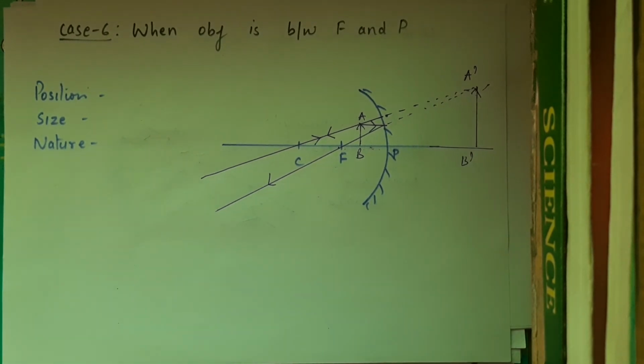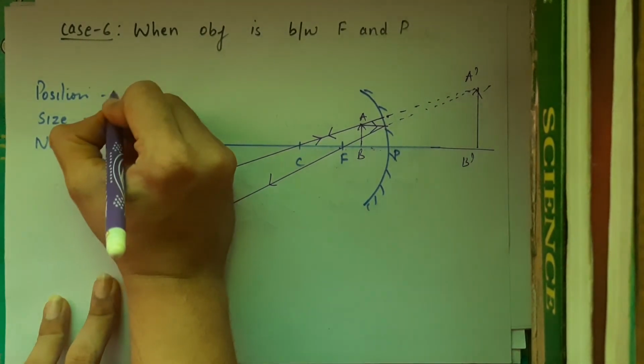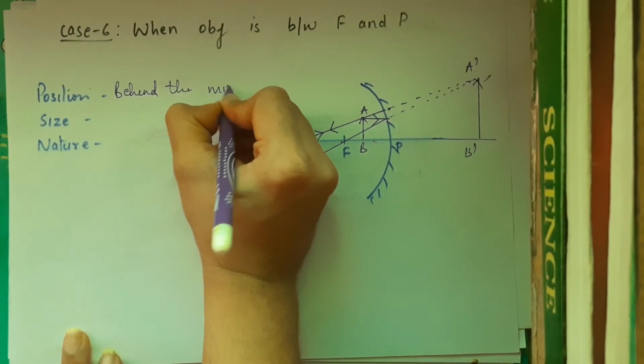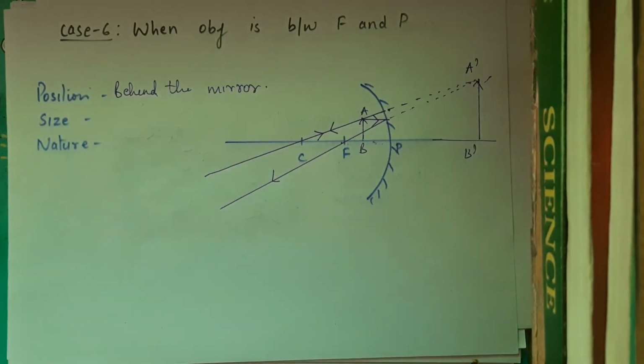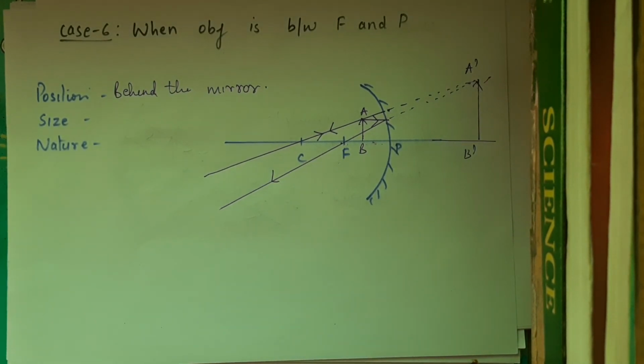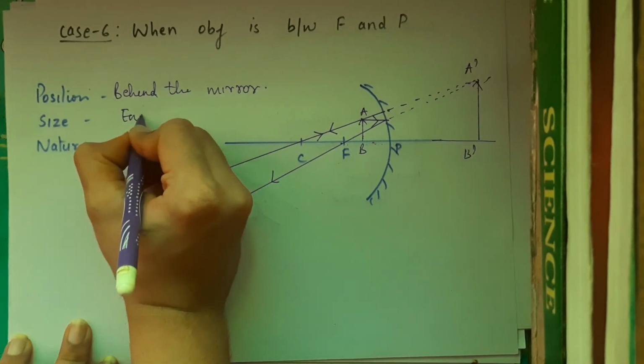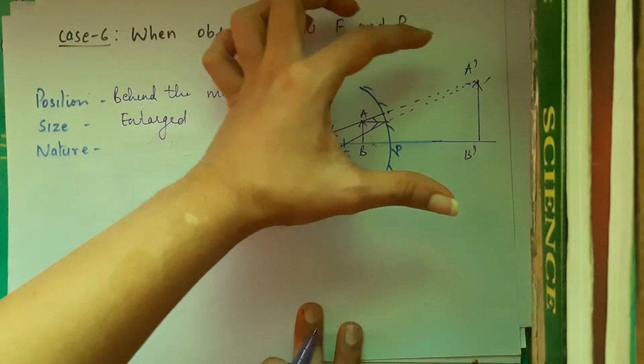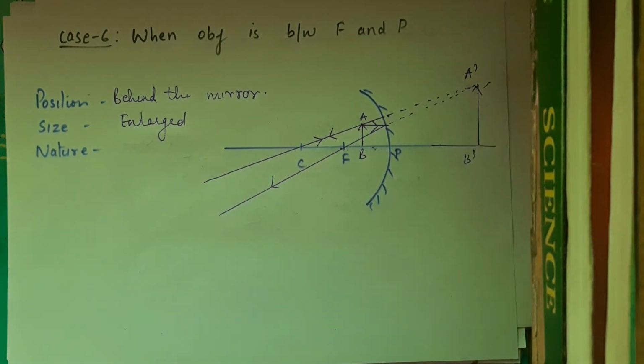Where is the position of the image? So it is clearly behind the mirror. Right, behind the concave mirror. The position of the image is behind the concave mirror. What is the size of the image? Enlarged, it is bigger. You can see that this is the size of the object, this is the size of the image. What is the nature of the image?